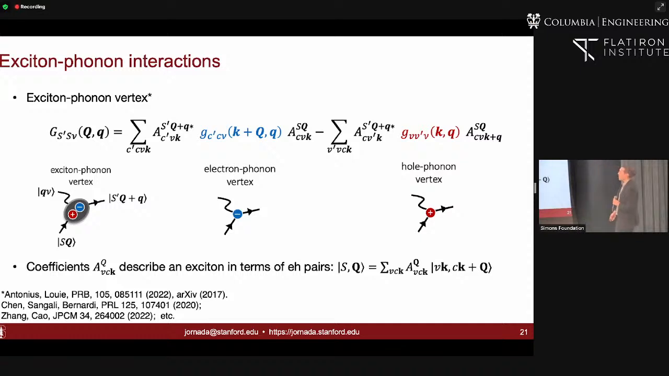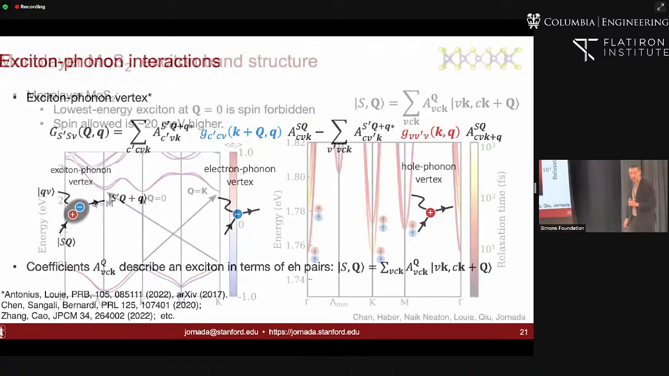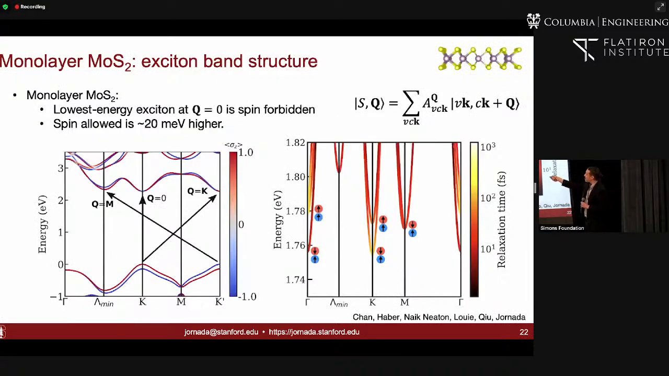Okay, so how do we implement this in practice? I'm showing some results that we have for monolayer molybdenum sulfide. The lowest energy exciton is the one with q equals k. Let me show you what I mean by that. The quasi-particle band structure is shown here. The direct band gap is direct from K to K.